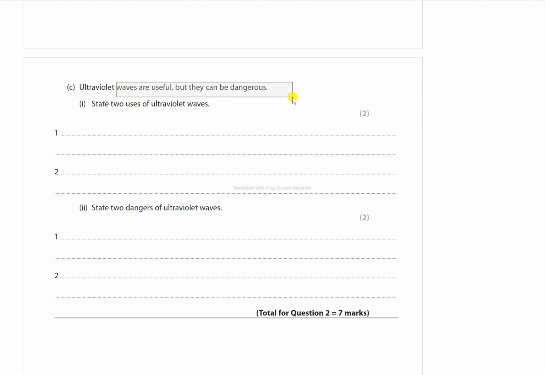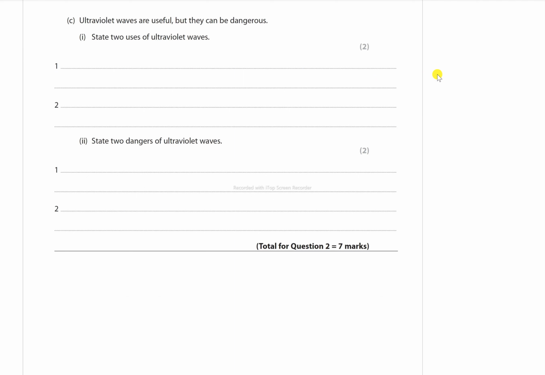Right, okay. Ultraviolet waves are useful, but they can be dangerous. State two uses of ultraviolet. What did we say? It was to do with ultraviolet being used for killing bacteria, fluorescent lamps, tanning places, and for making things sterile.